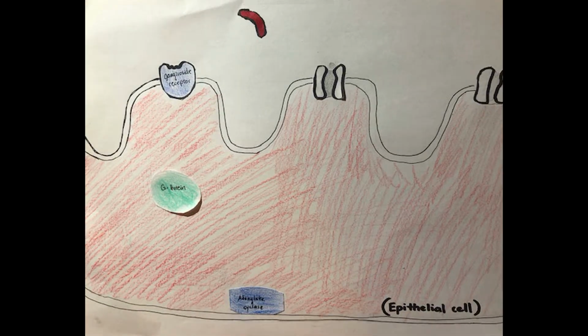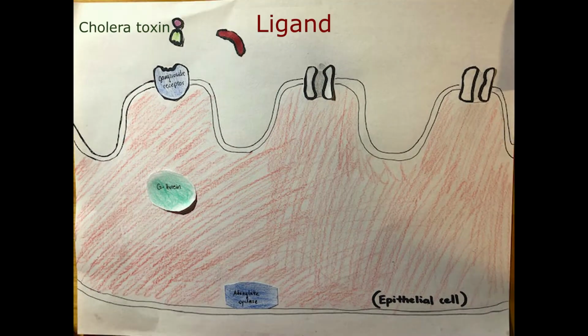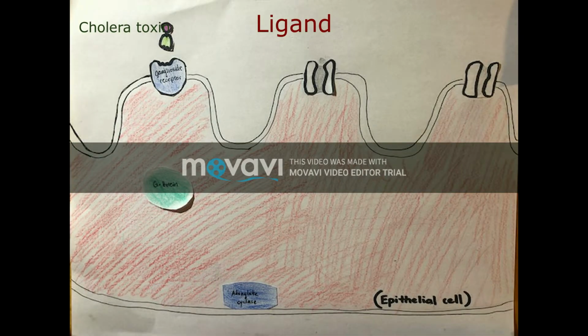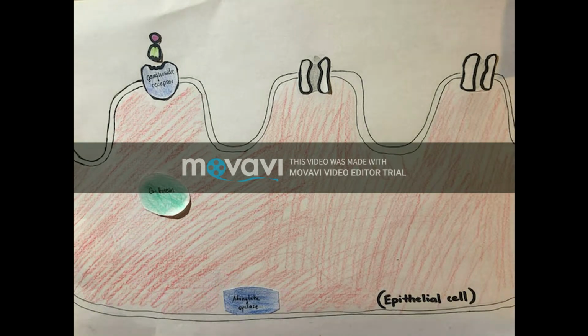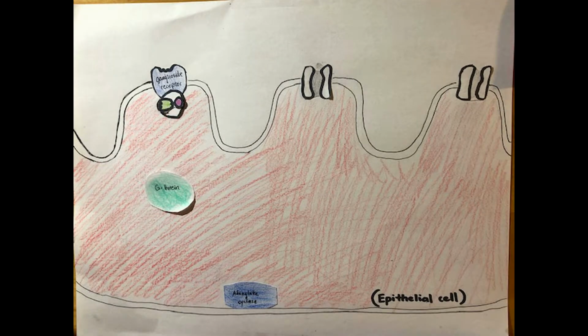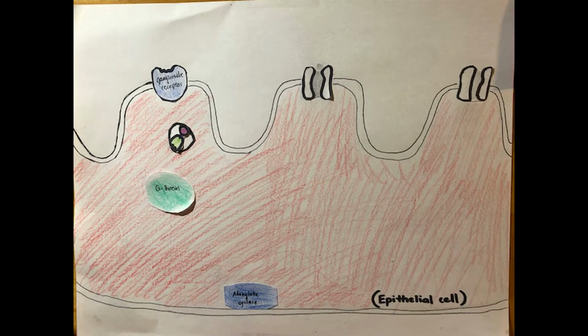And now we will go through the process of how the cholera toxin can affect cell signaling. As you see here, the Vibrio cholerae releases the ligand cholera toxin, which goes through the digestive system and attaches to a receptor protein called the ganglioreceptor. The toxin is then engulfed by the process of endocytosis and is transported in a vesicle to the G protein.